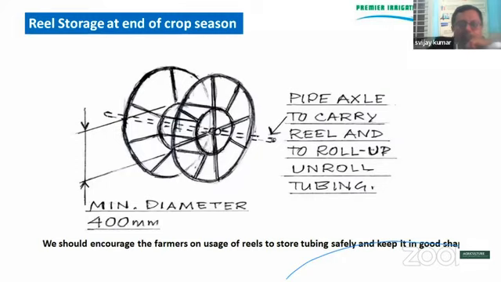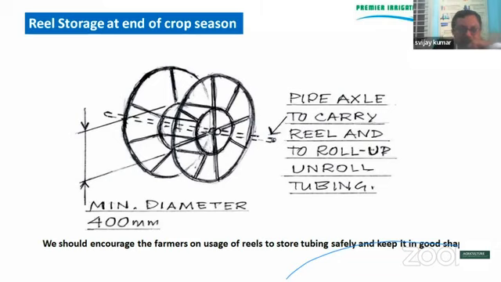And finally, how do we take care against all these insect damage and things? The best thing is to have a reel storage at the end of the crop season. The drip lines are all foldable. So at the end of the season, rather than leaving the drip lines laid on the field, we would request you to put them on the reel and roll them up and keep the drip lines carefully for the start of the next season. So this way, what will happen?